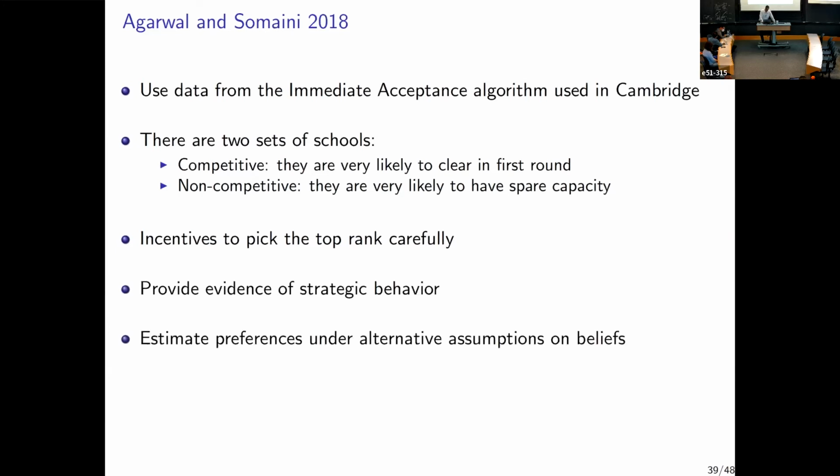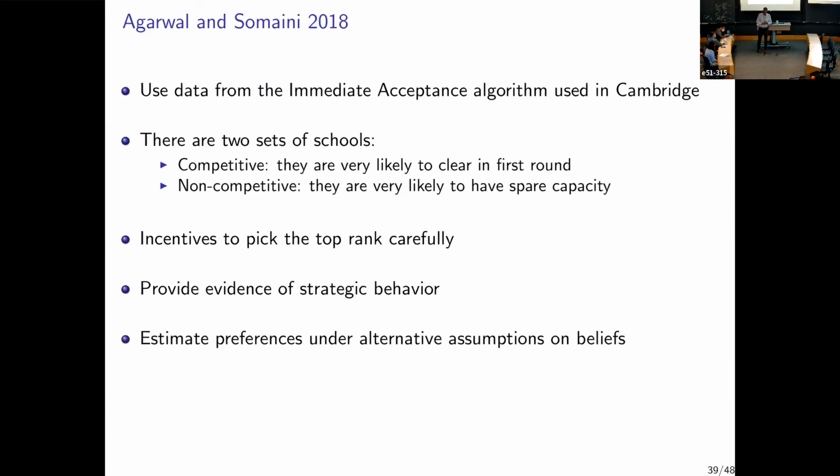So now let me try to provide you with some evidence that people were in fact making strategic choices, and then we're going to apply our method to estimate the preference. Okay. So one thing that Cambridge has is that you get priority to the 2 schools that are closest to where you live.